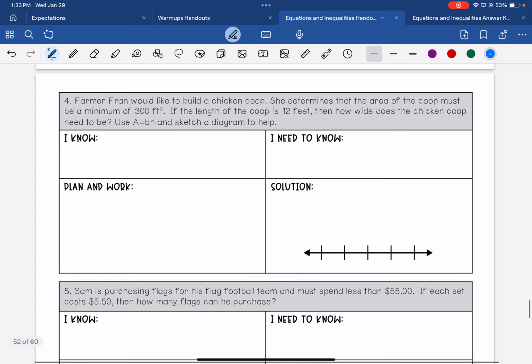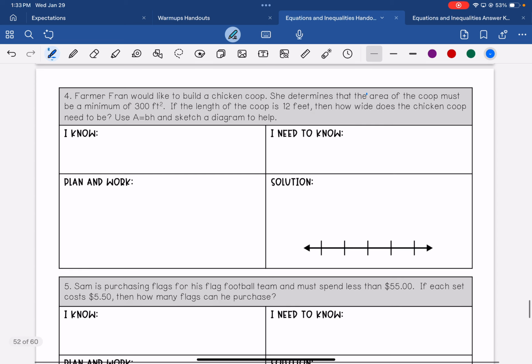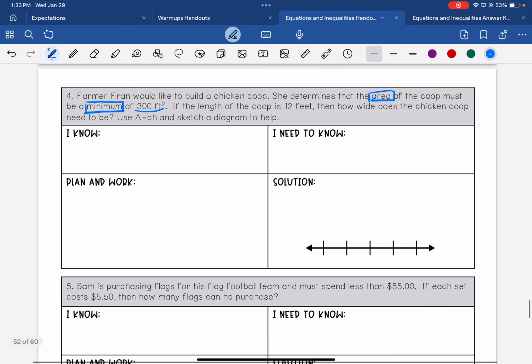All right, let's do the next one, number 4. Farmer Fran would like to build a chicken coop. She determines that the area, I'm going to box the word because that might help us figure out what operation we're using, that the area of the coop must be a minimum, there's a key word, of 300 square feet. If the length of the coop is 12 feet, then how wide does the chicken coop need to be?